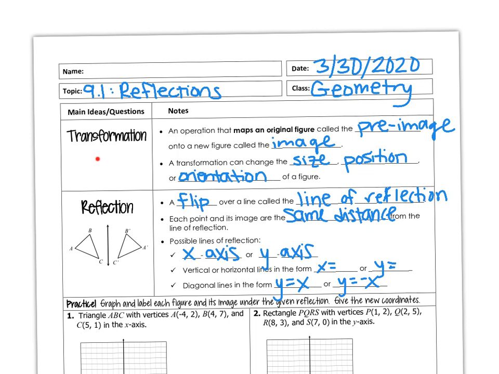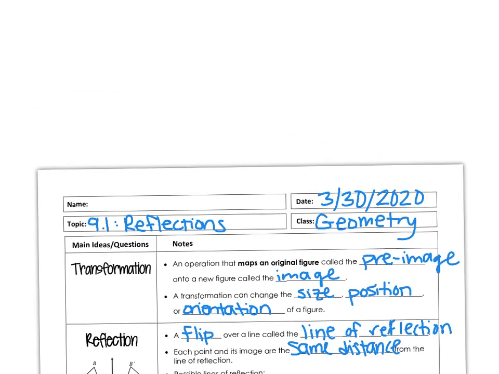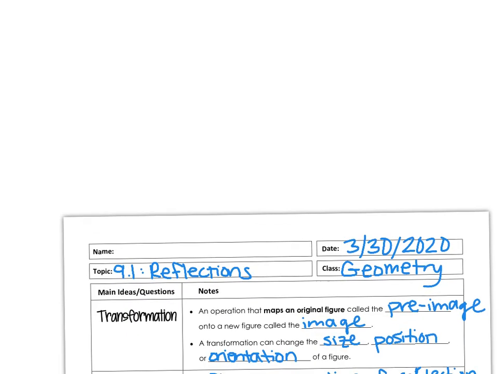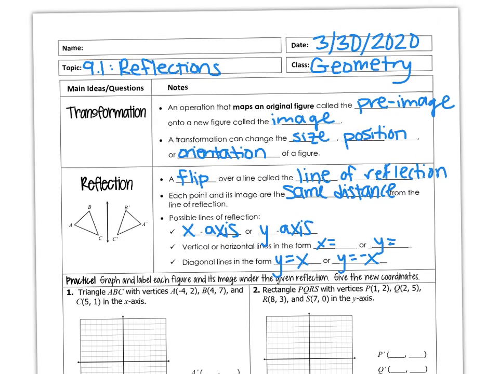Okay, so our first definition is a transformation, and that's actually the title of our whole unit. It's an operation that maps an original figure called the pre-image onto a new figure called the image. A transformation can change the size, position, and orientation of a figure. So if we go back up to our list up here, these are all considered transformations: reflections, translations, rotations, we can talk about symmetry, and then also dilations. So it's just kind of like changing it.